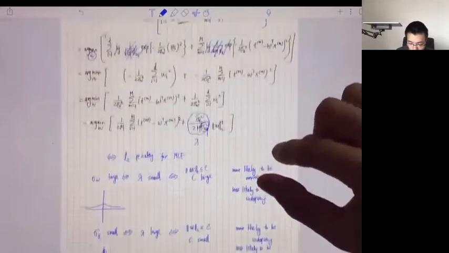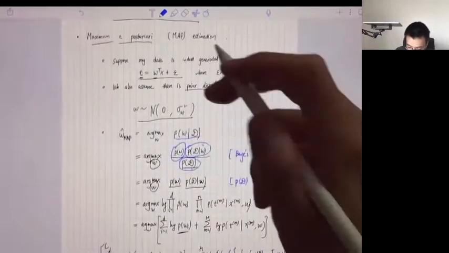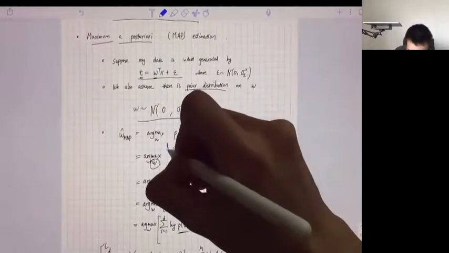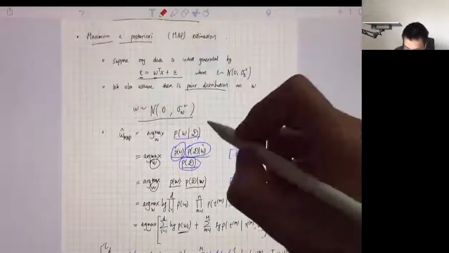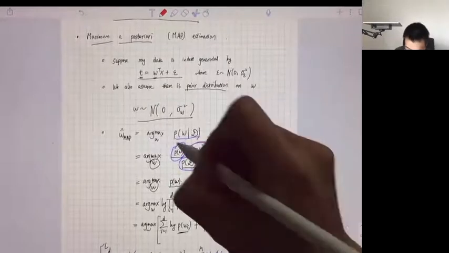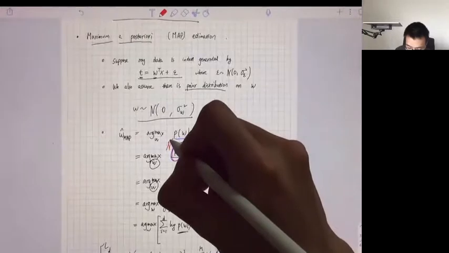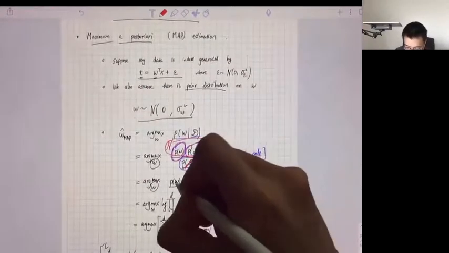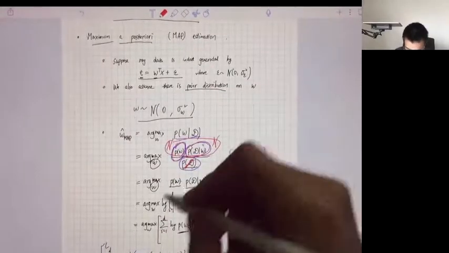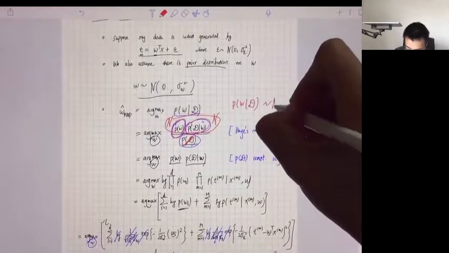So we also notice that if your likelihood is a Gaussian, and if your prior is also a Gaussian, then the prior times likelihood gives the posterior. This is a constant, so I can ignore that. But the posterior, P of W given D, is also a Gaussian. You see that?